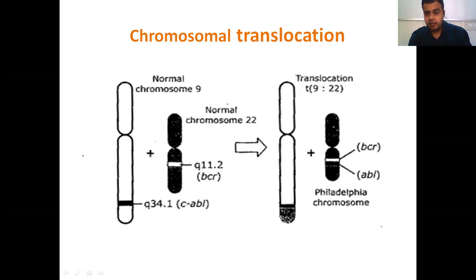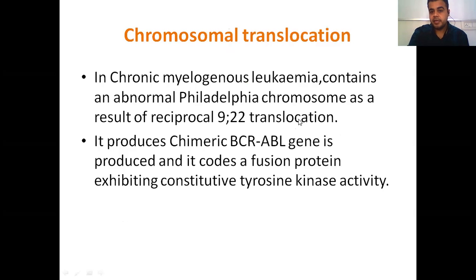We call it the Philadelphia chromosome, as you can see over here. Remember what the Philadelphia chromosome is. It has a segment of chromosome number 9, and both the genes, BCR and ABL. So what will happen in chronic myelogenous leukemia, a kind of blood cancer? There is an abnormal Philadelphia chromosome.